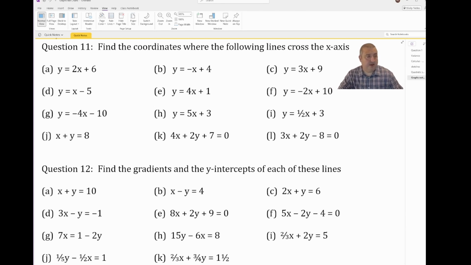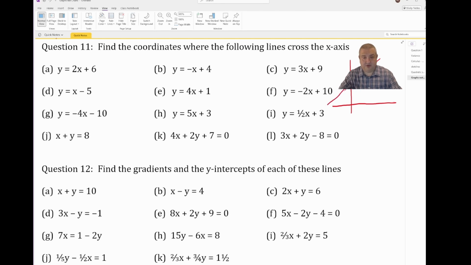So here we've got an equation, y equals 2x plus 6. Where does it cross the x-axis? So what this is effectively asking is, we've got this equation. It definitely crosses the line at 6 here, and it's going up at a positive gradient.